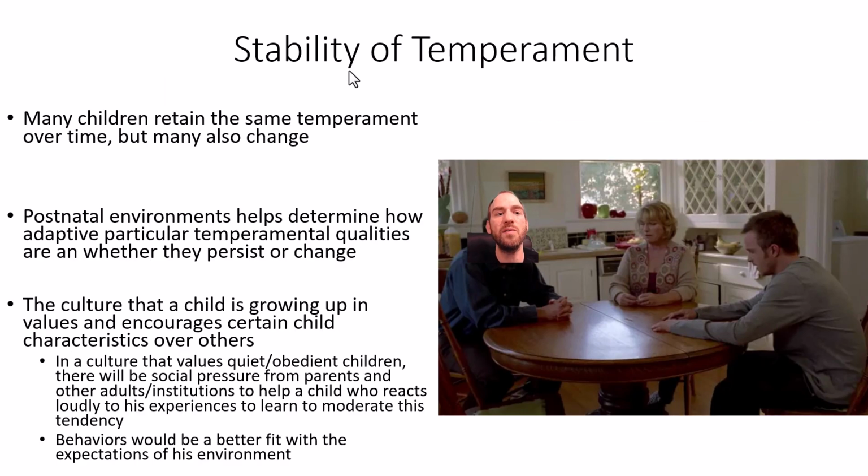Many children retain the same temperament over time, but many also change. Postnatal environments help determine how adaptive particular temperamental qualities are, and whether they persist or change. The culture that a child is growing up in values and encourages certain child characteristics over others. In a culture that values quiet, obedient children, there will be social pressure from parents and other adults and institutions to help a child who reacts loudly to his experiences to learn how to moderate these tendencies. Behaviors will be a better fit with the expectations of the environment.